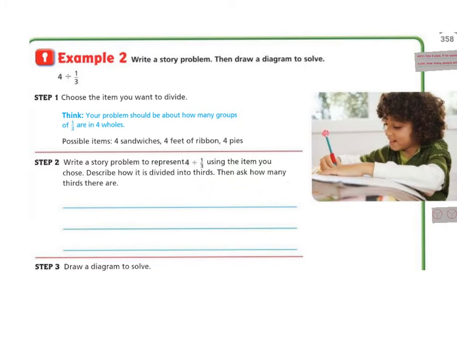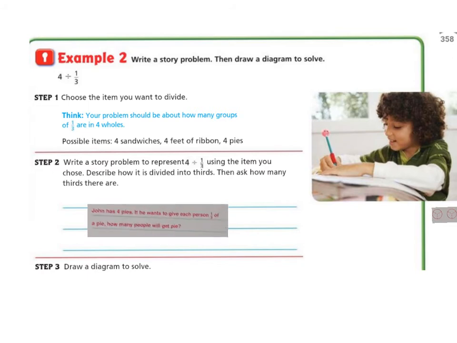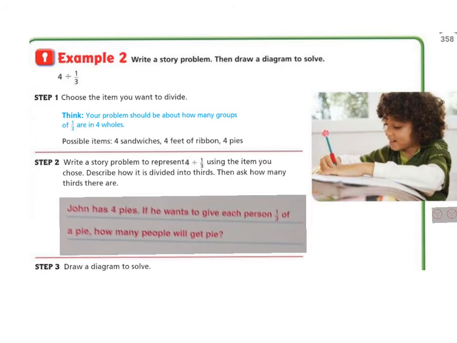So here's an example. John has 4 pies. If he wants to give each person 1/3 of a pie, how many people will get a pie? So then if we draw a diagram to solve, here could be my diagram. You can see here that I have my 1, 2, 3, 4 pies, and I divided them up into thirds. So how many people will get a pie?